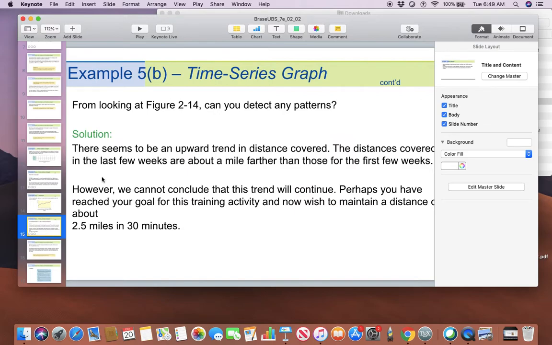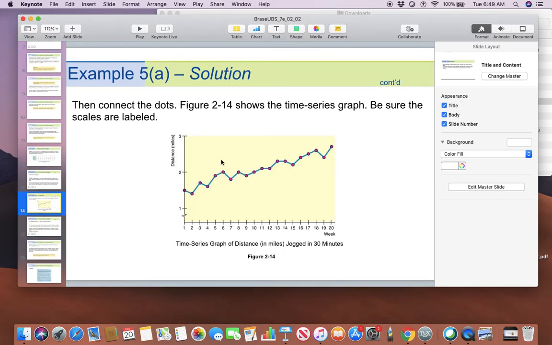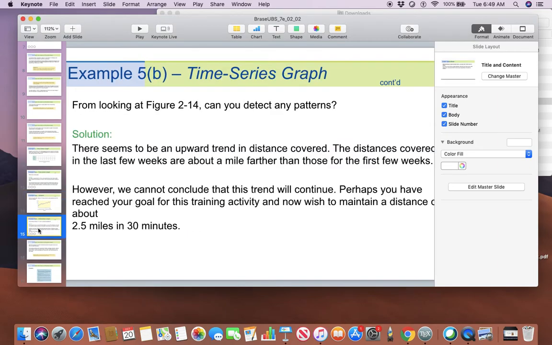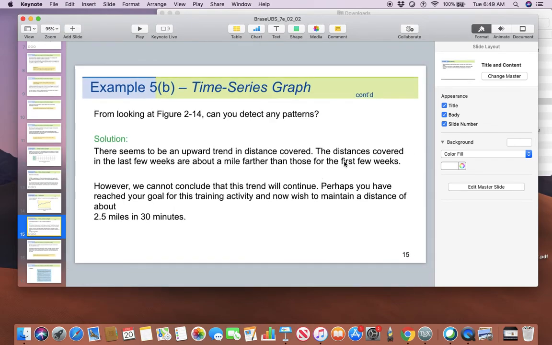So now, can you detect any patterns? Well, look at that. There seems to be an upward trend in the distance covered. Distances covered in the last few weeks are about a mile farther than those in the first 2 weeks. However, we cannot conclude that this trend will continue. Perhaps you have reached your goal for this training activity and now wish to maintain.